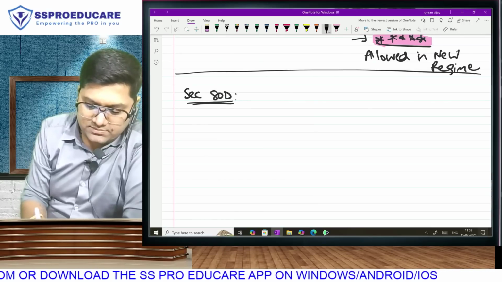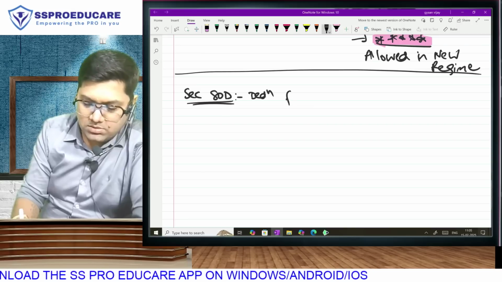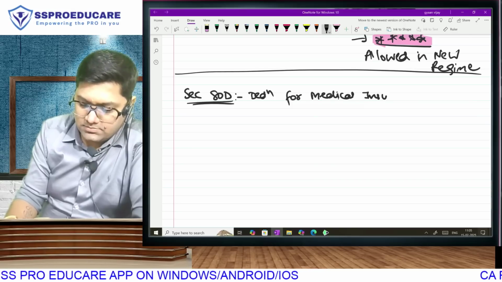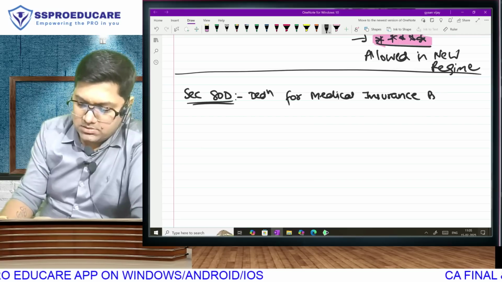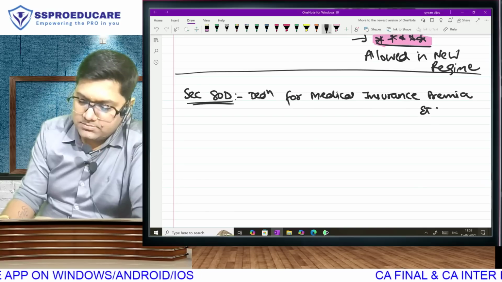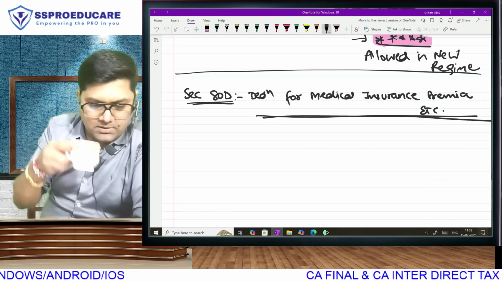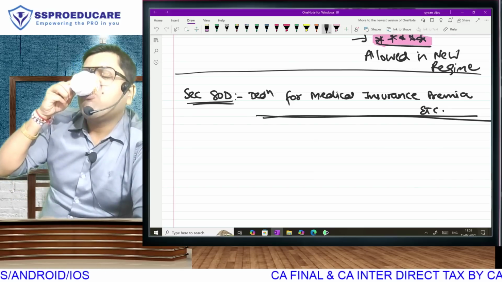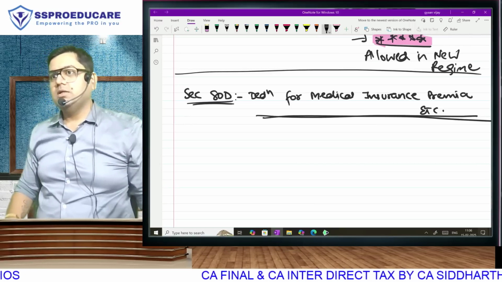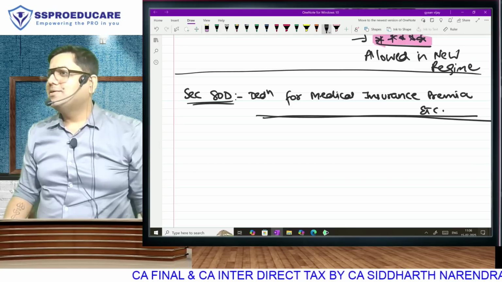First section, section 80D, deduction for medical insurance premia and etc. Medical insurance premia, etc. Before I start explanation, I have to clarify two things. Sir, what is this? Premia.